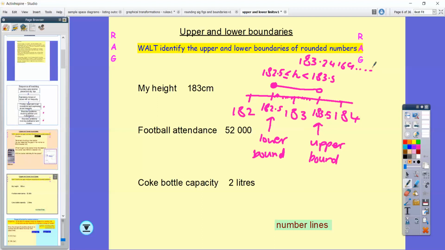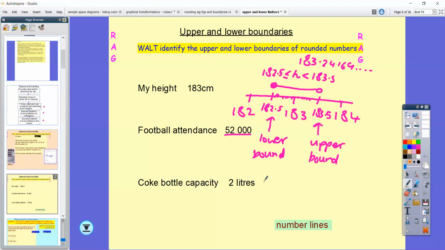We don't really need to know what that's going to be, because nearly every number that we use as a measurement is rounded. Football attendance is a nice one to use here. It's a discrete value, so you will actually get a whole number upper and lower boundary there. So 51,500 to 52,499. There's no 0.5 there. So that's a nice one to bring out, that discrete one as well.